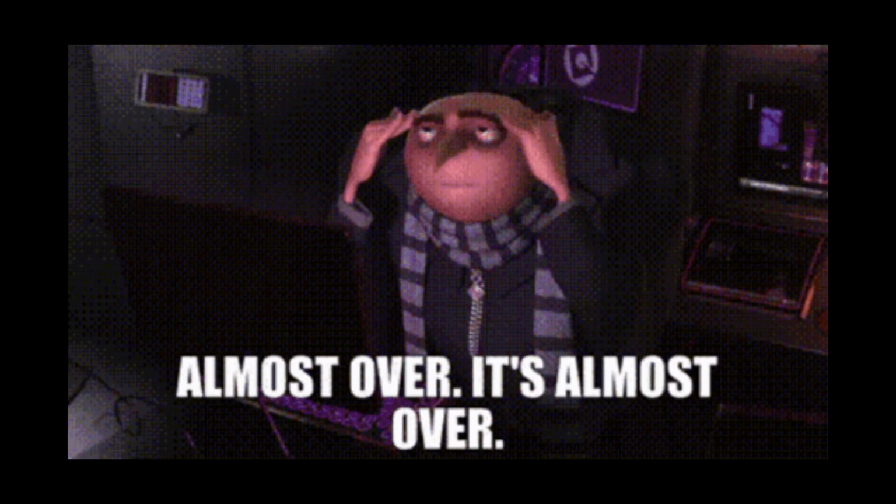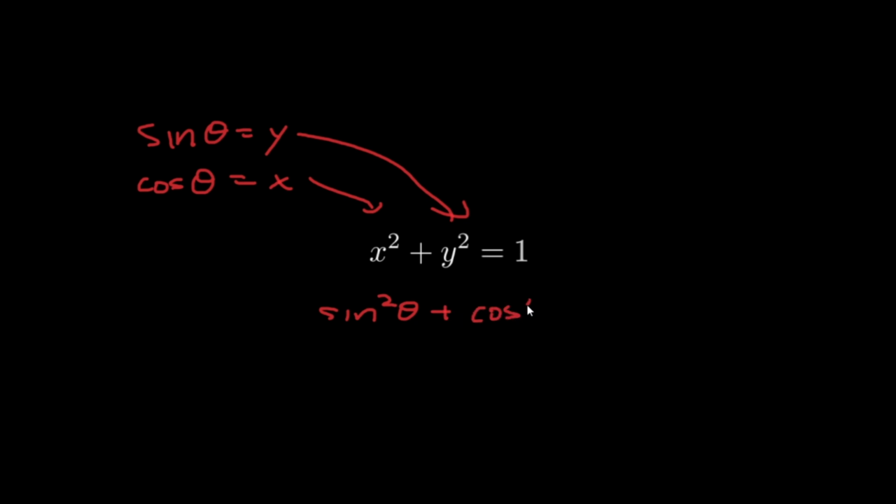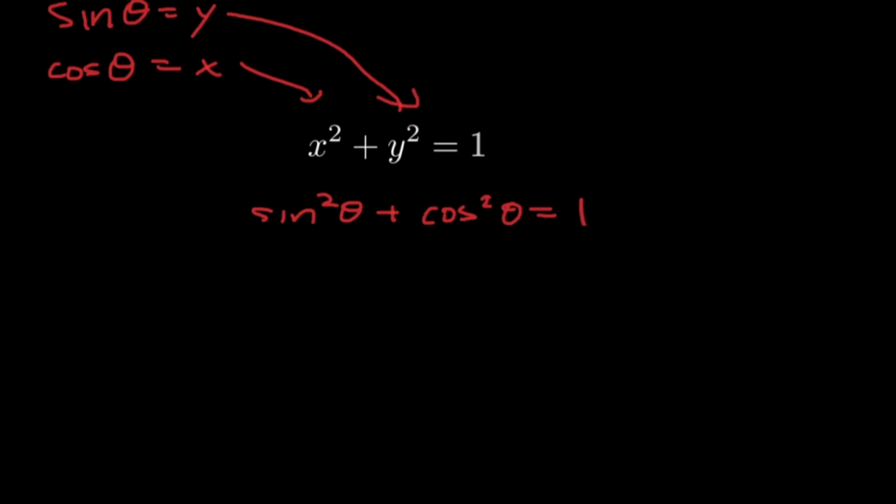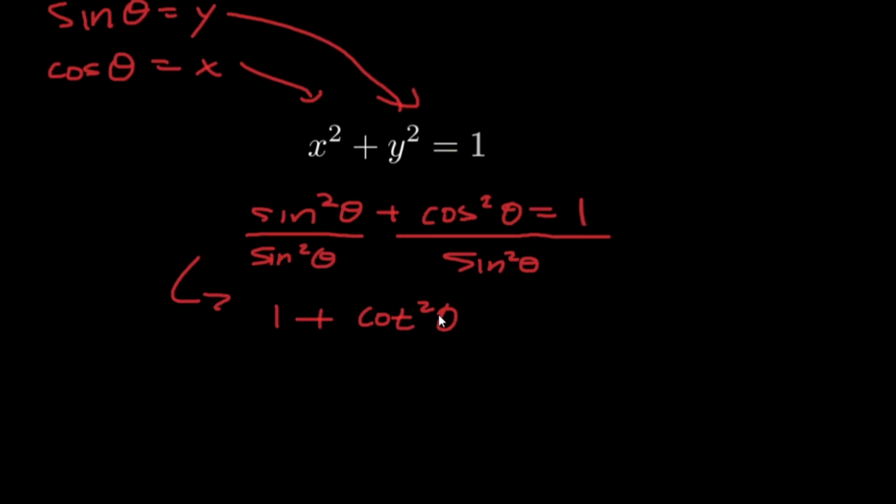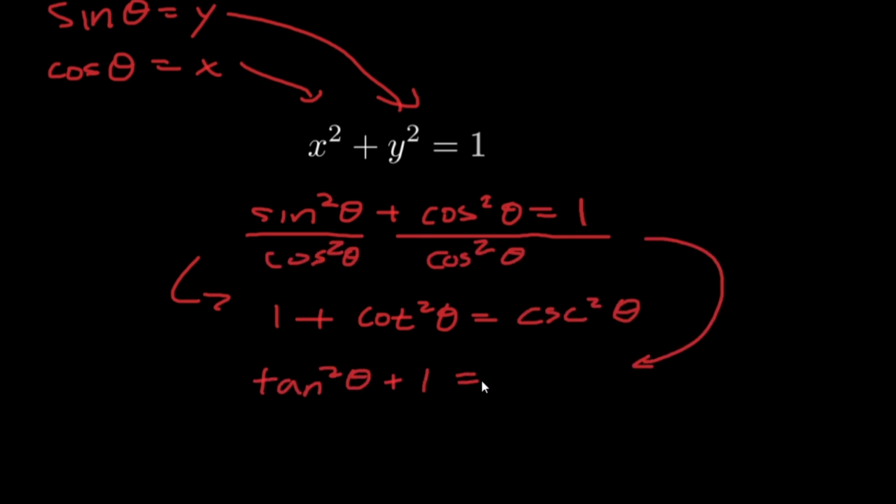We have to go over some identities. Remember this equation? I hope you didn't forget. Well, since sine is the y value and cosine is the x value, we can substitute them into the equation and get our first identity, the Pythagorean identity. We can manipulate this equation to get more identities.